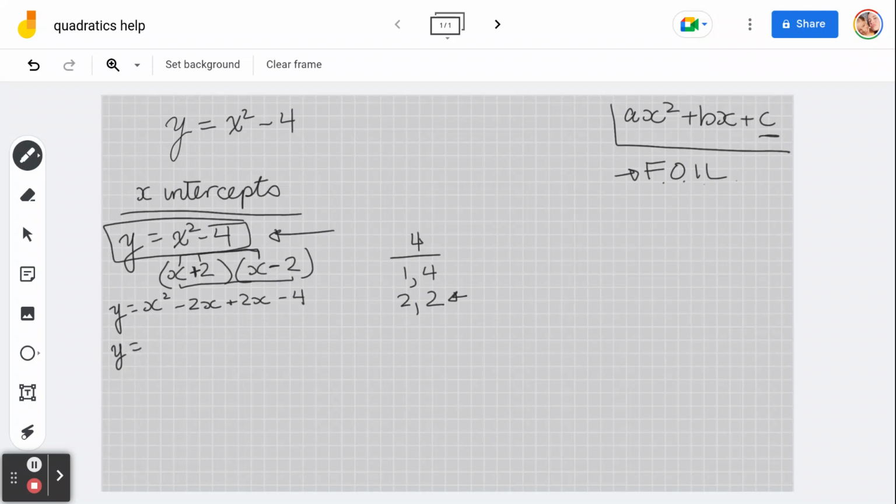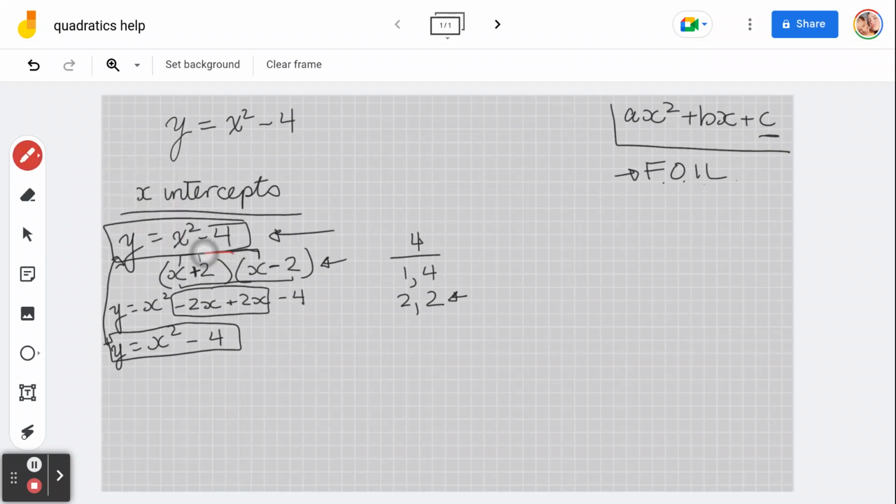Then I gather my like terms. These terms are the same. Negative 2x and positive 2x is 0x, so I don't put that down. And then I have negative 4. So you can see that by factorizing it, I have in fact got the same formula, so that means my factors are correct.